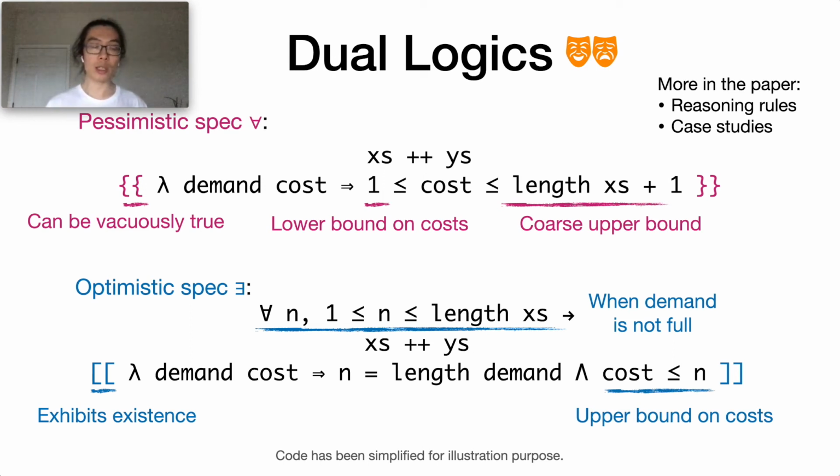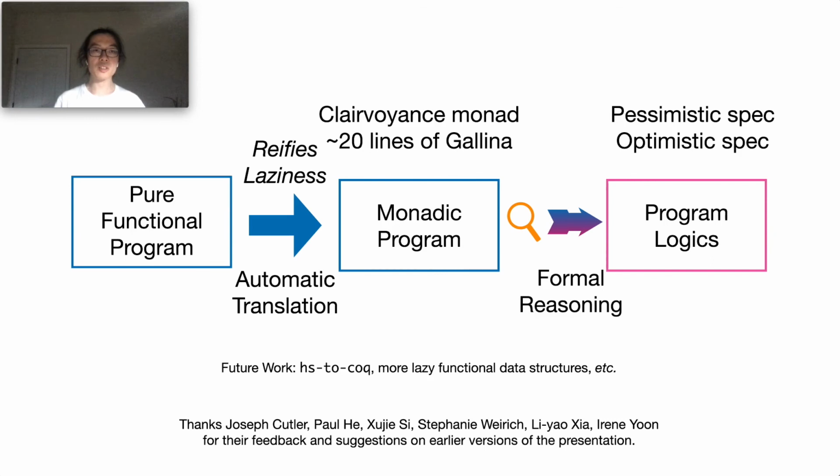You can find more detail about their definitions and their reasoning rules in our paper, along with some case studies on tail recursions. These are the key ideas behind our work. In the future, we would like to apply our translation strategy to tools like Haskell Calc, so we can reason about computation cost of lazy functional data structures written in Haskell. And that concludes my talk.